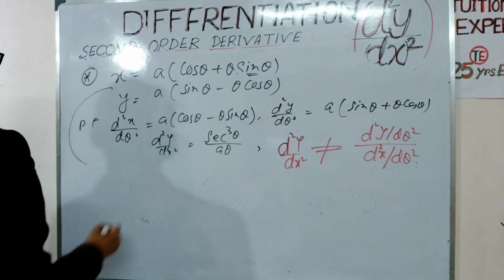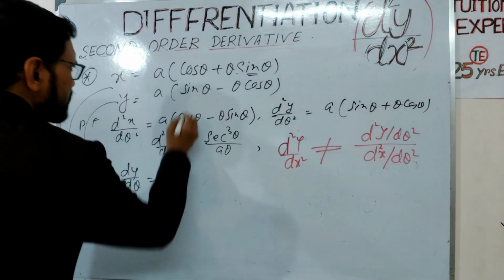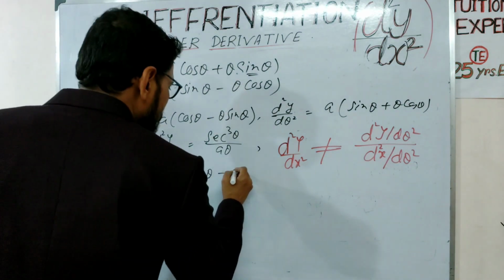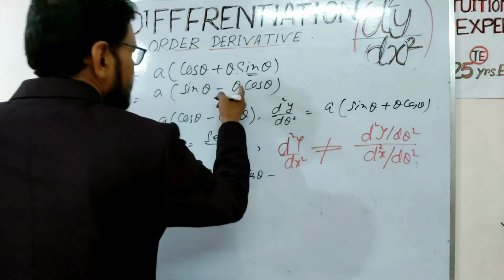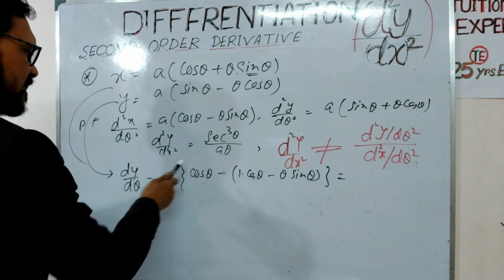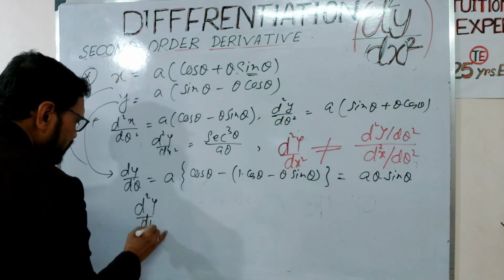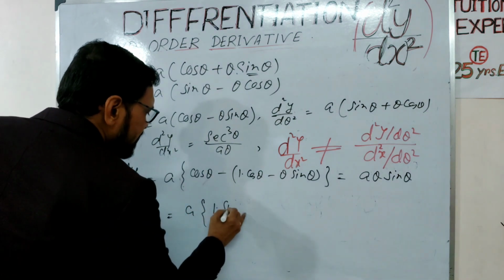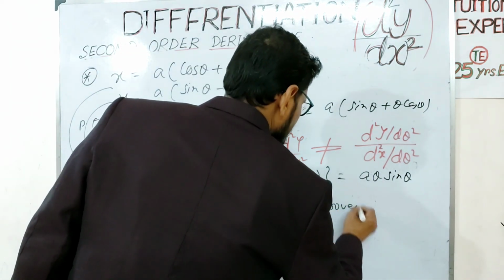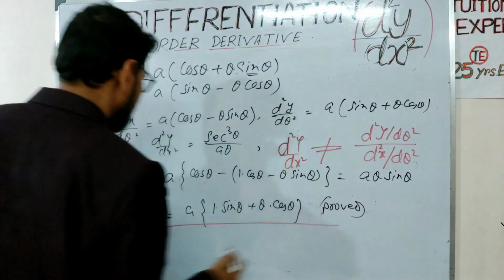Now we find dy by d theta. What is dy by d theta? A into sin theta derivative is cos theta minus theta derivative is 1 into cos theta plus theta into cos theta derivative minus sin theta. So which is equal to minus cos theta cancel, so a theta sin theta. Now again we differentiate with respect to theta, so we get theta derivative 1 into sin theta plus theta into sin theta derivative is cos theta. So this is also proved, a into sin theta plus theta cos theta. This is proved and this is proved.